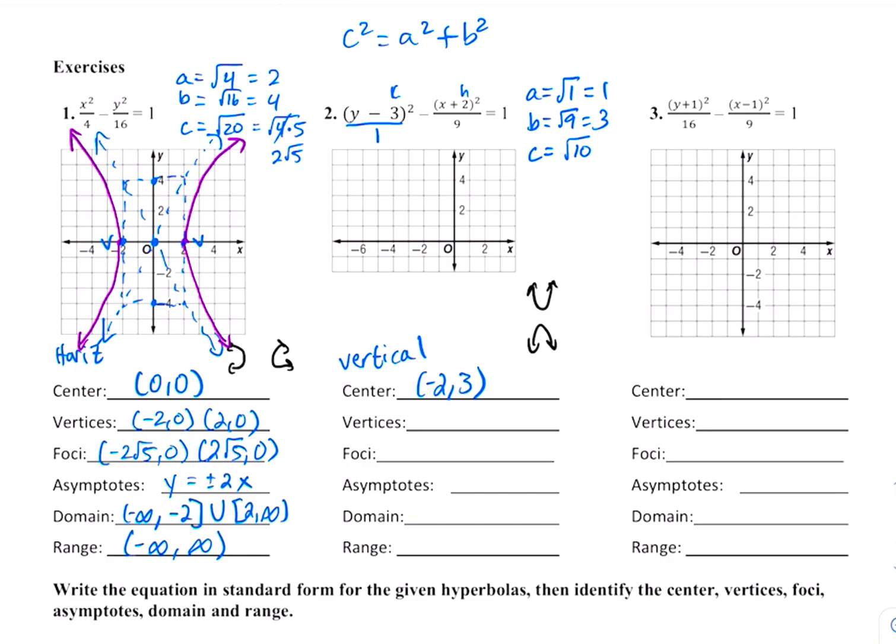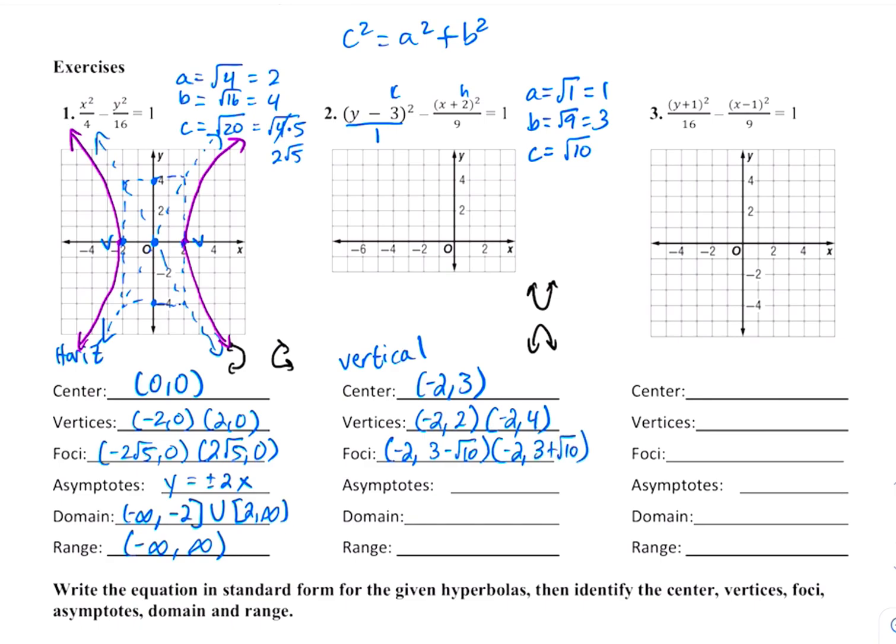Okay. So since I'm up and down this time, that means that I'm adding and subtracting my a value to the y of my center. And then for the foci, I'll have to add and subtract my c value to the y of the center. So this will be -2, and then 3 minus 1 is 2. And then -2, 3 plus 1 is 4. And then for the foci, again, my x is staying the same. And then this will be 3 minus the square root of 10, and then 3 plus the square root of 10.